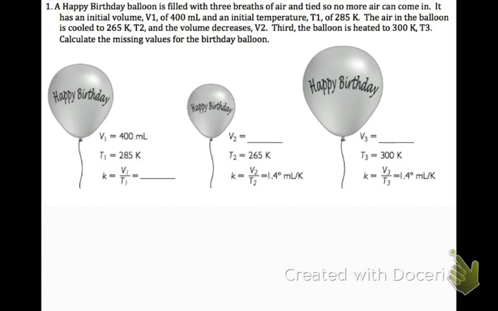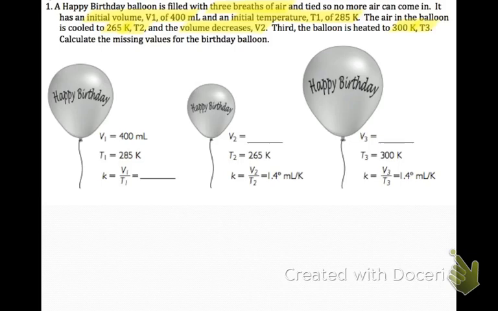A Happy Birthday balloon is filled with 3 breaths of air and tied so no more air can come in. So it has 3 breaths and nothing else can come in, so we're just going to keep the same number of particles in there. It has initial volume V1 of 400 milliliters and an initial temperature T1 of 285 Kelvin. The air in the balloon is cooled to 265 Kelvin, which is T2, and the volume decreases, which is V2. Third, the balloon is heated to 300 Kelvin, which is T3, and so then we're going to figure out what the volume is.